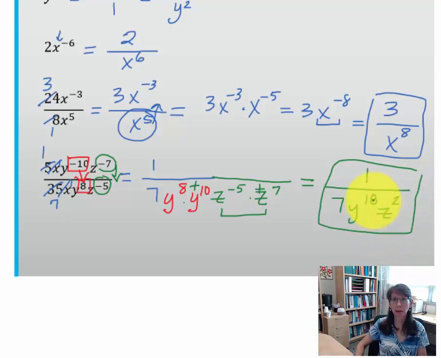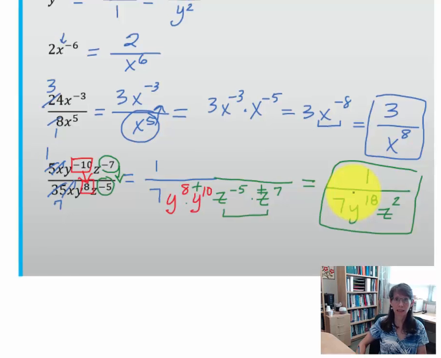So just take these step by step. Don't try to simplify too many things at once. Just take one base at a time.